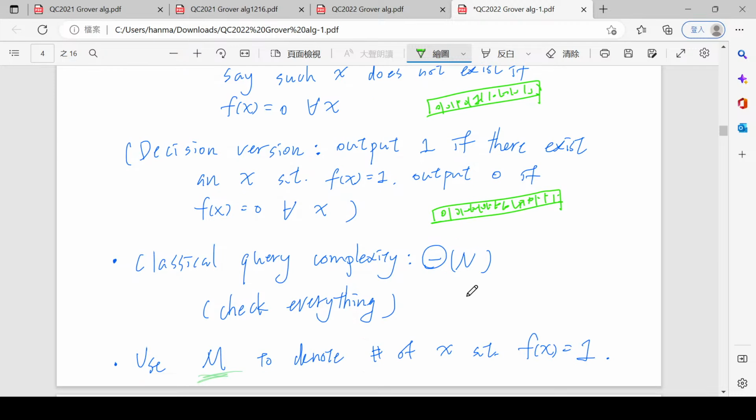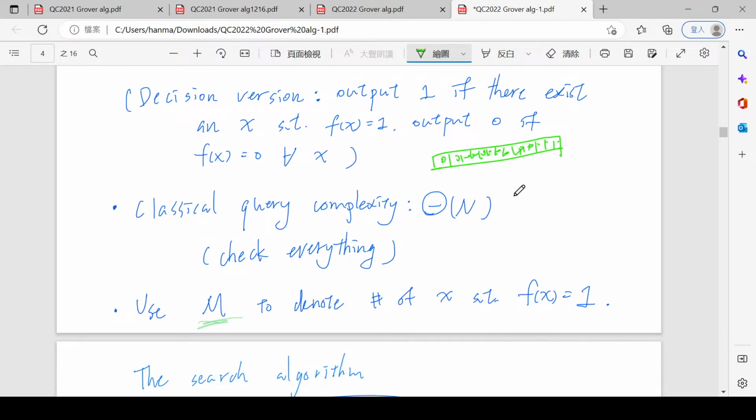So that's the classical query complexity, and we are going to see the quantum query complexity is theta of square root of N. So Q of search equals theta of square root N.